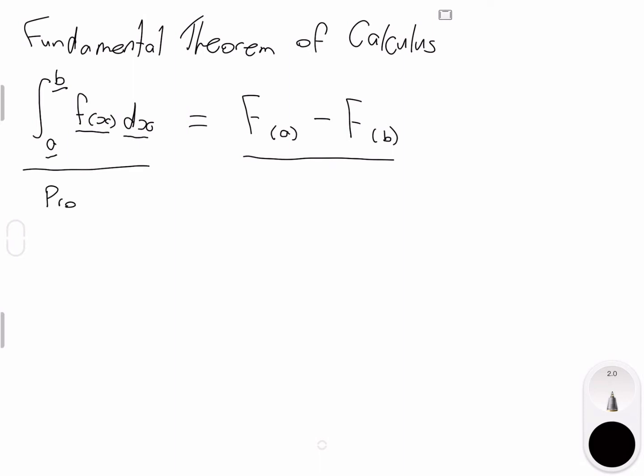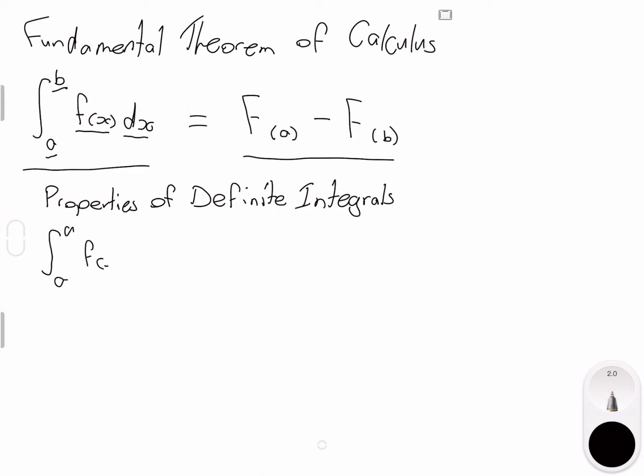So, the first one. The definite integral from a to a is just going to equal 0. And if you think about it, it's really like saying a number take itself, it's just going to be equal to 0. So that's the first one.